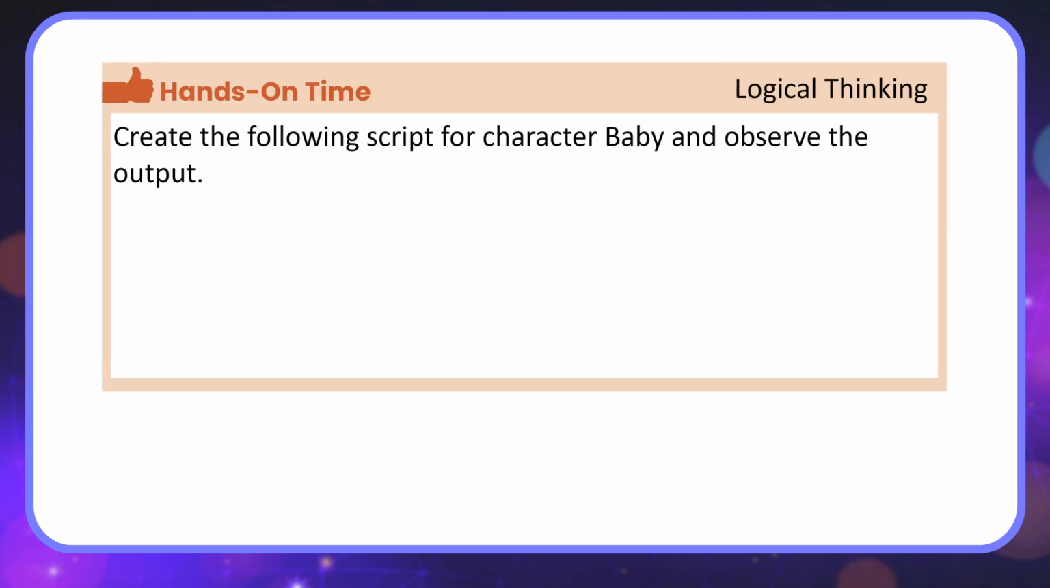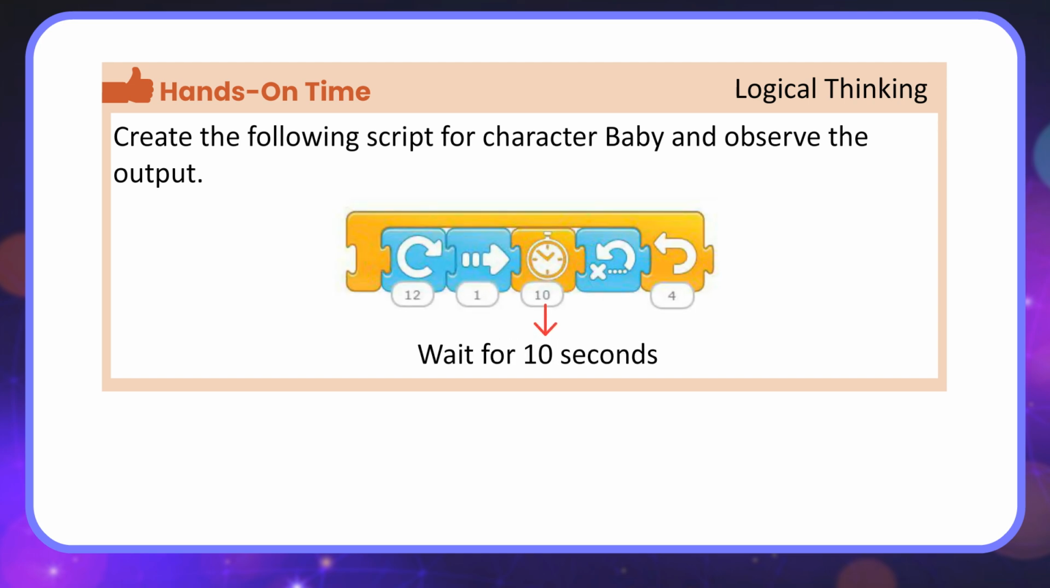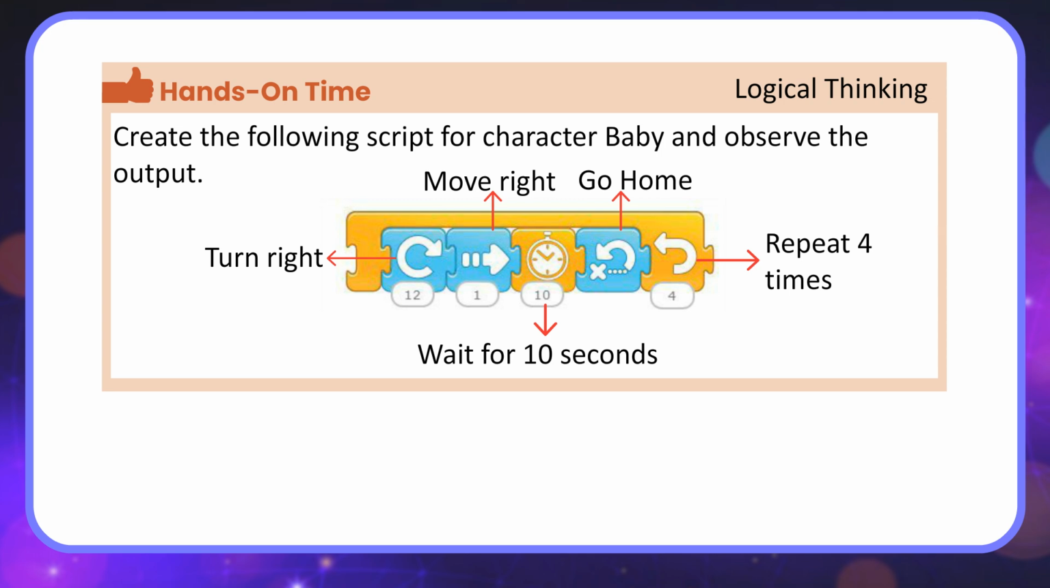Hands-on time. Logical thinking. Create the following script for the character baby and observe the output. Wait for 10 seconds. Turn right. Move right. Go home. Repeat 4 times.